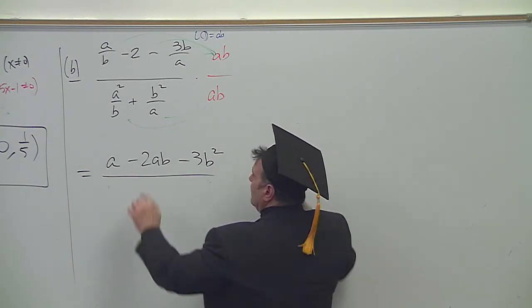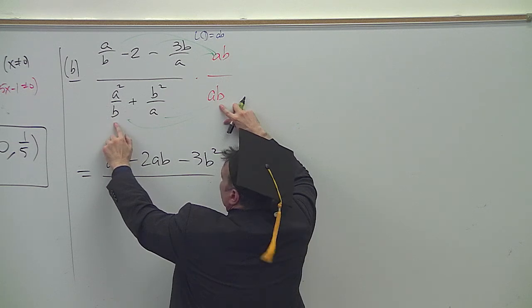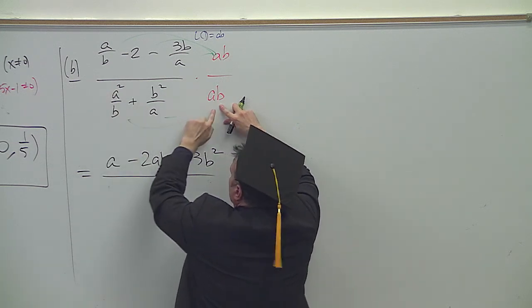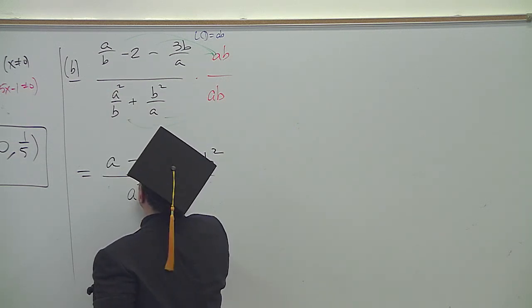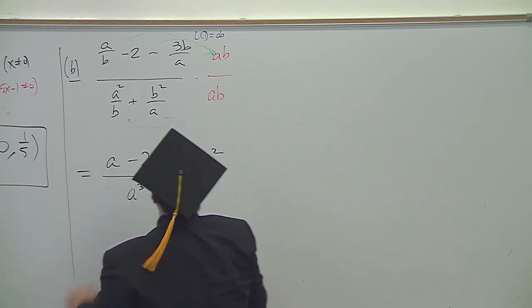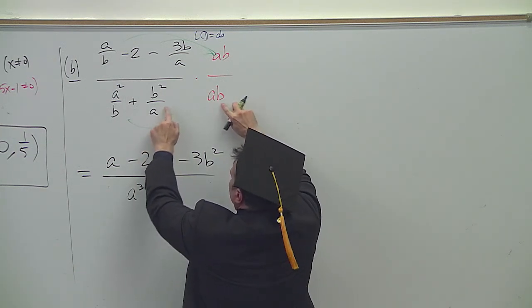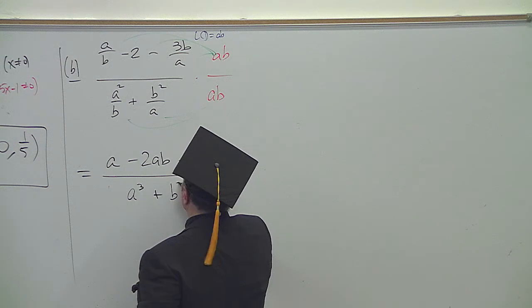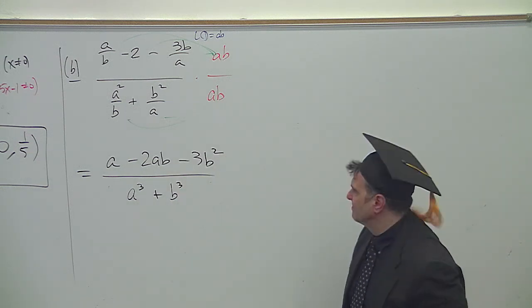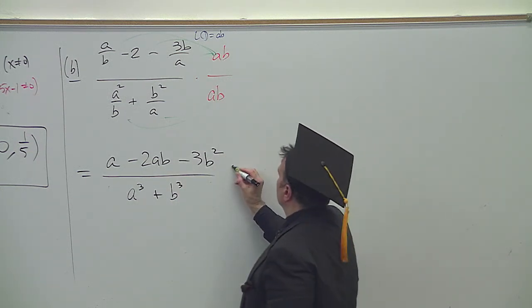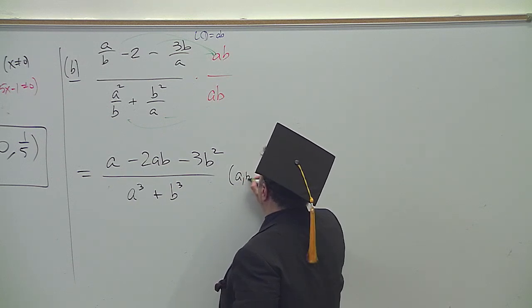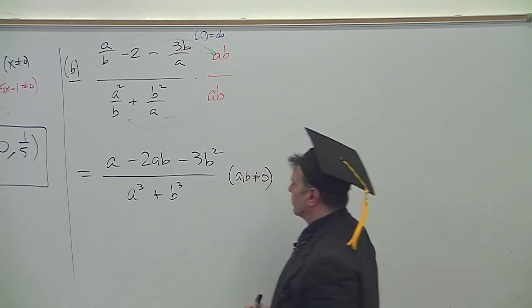In the denominator, the first multiplication, the b's cancel, leaving a cubed, plus. In the second multiplication, the a's cancel, leaving b cubed. Since I canceled a's and b's, neither of those may equal 0.